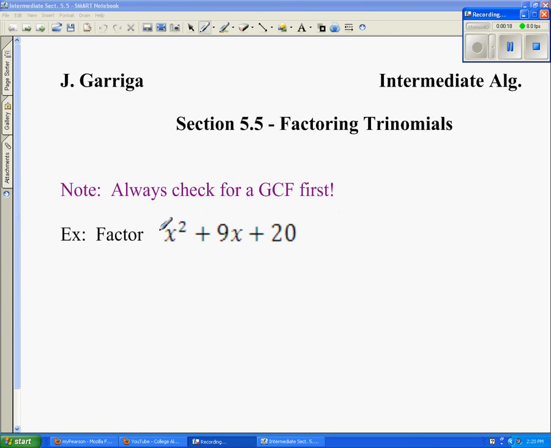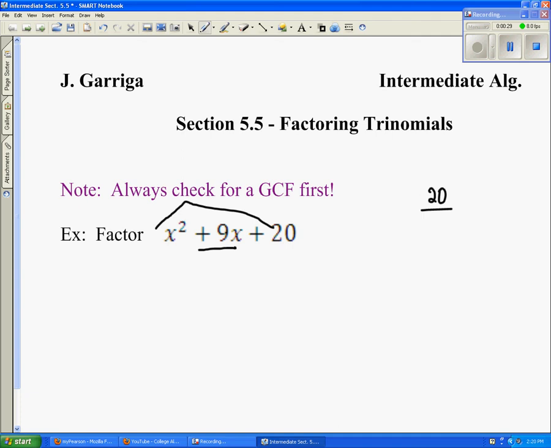Now there's a known coefficient of a 1 here, so I say 1 times 20 is 20. We're looking for what multiplies to give me 20, but when I add them together, I get a 9. So first of all, let's just talk about factors of 20. 1 times 20 is 20, 2 times 10 is 20, 4 times 5 is 20. I'm looking for the ones that when I add these together I get a 9, so that's going to give me these factors. So first of all, I find my factors.